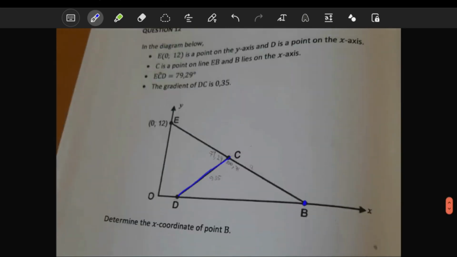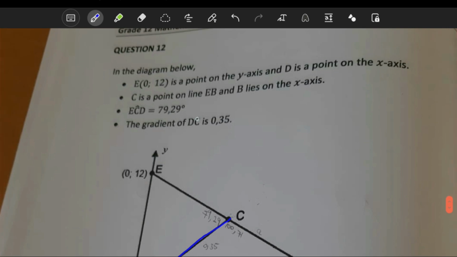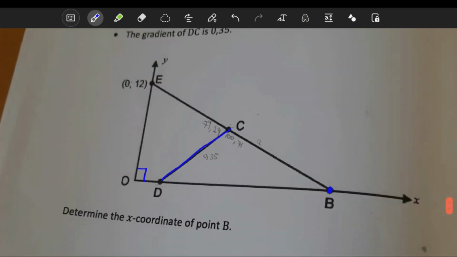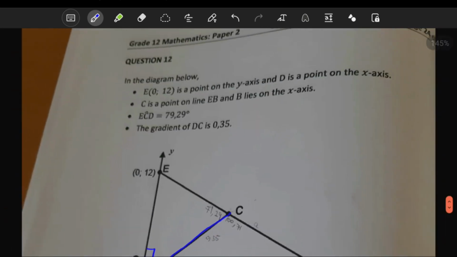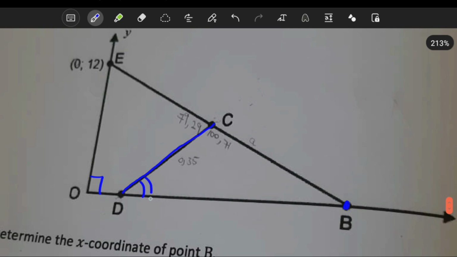Anyway, we do have a Cartesian plane here, so this is a 90-degree angle, and we don't know the lengths. When I'm stuck, I always go back to the description. It says C is a point on ED and B lies on the x-axis. ED is equal to 79.29, and the gradient of DC is 0.35. I'm thinking, what happens if I get this angle here?